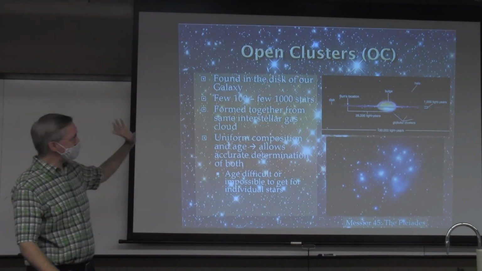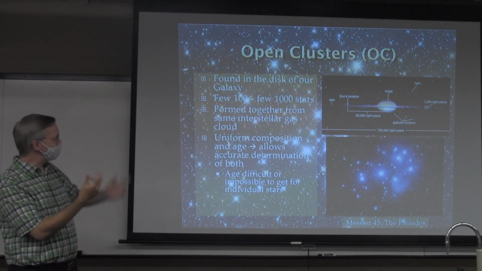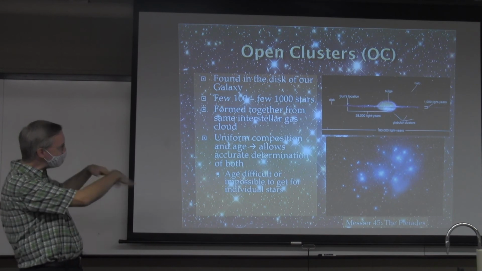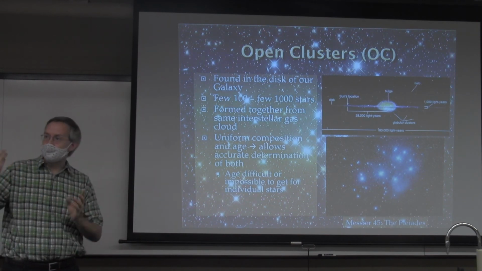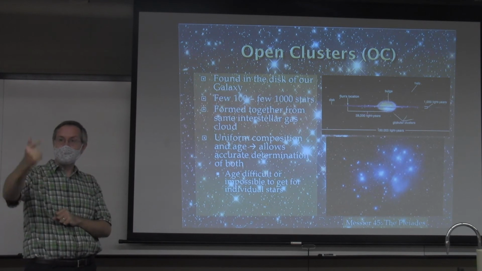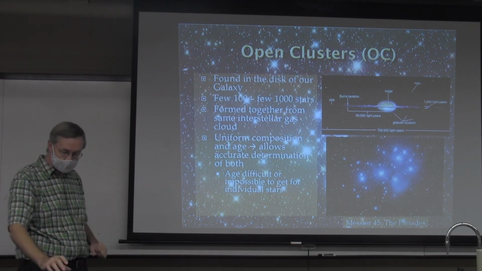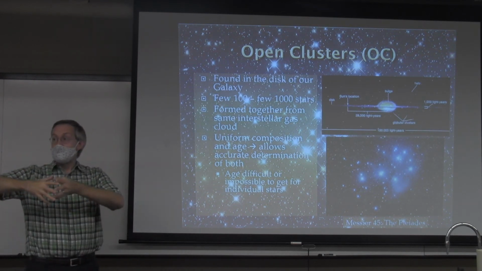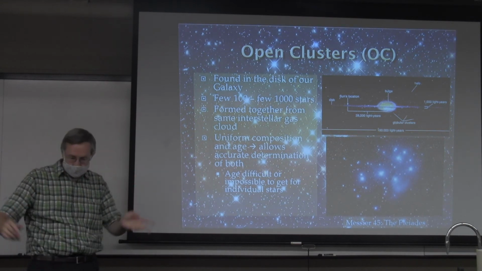So we're looking at open clusters, which are collections of maybe a few hundred to a few thousand stars in the disk of the galaxy. The great thing is they all form together from the same gas. Therefore, we can constrain their composition and their age very precisely, allowing us to trace the amount of, say, oxygen in the galaxy over time.